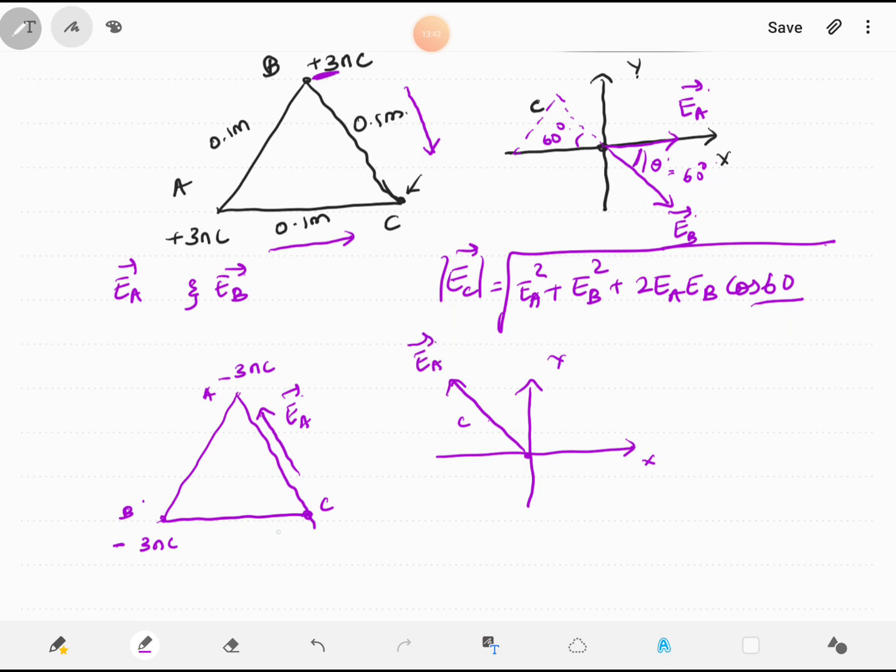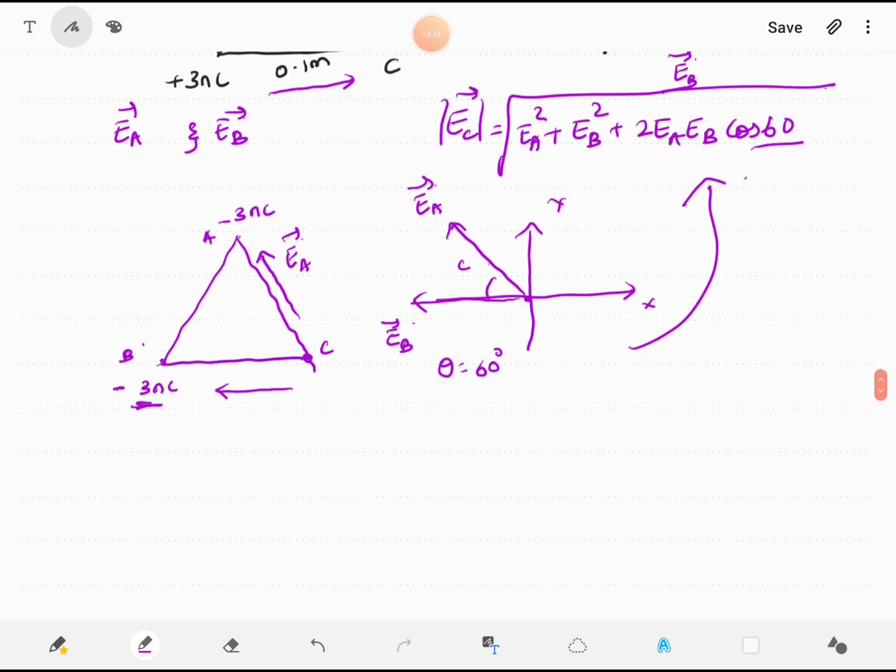Now what about the direction of electric field produced by B? Again, because it's a negative charge, it is going to be along the negative x-axis. So this is the direction of electric field along negative x-axis. Now what's the angle again? So theta again turns out to be 60 degrees. So you can again utilize the above formula and find the magnitude of electric field at point C. So the magnitude, as you can notice, is going to remain the same.